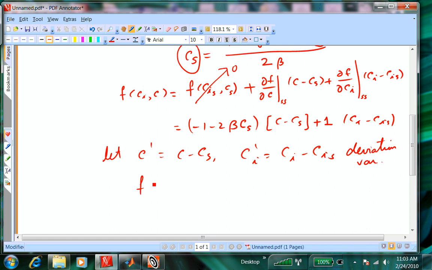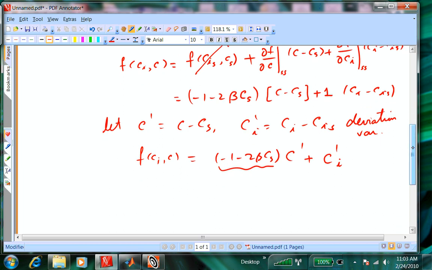So your function f of CI, C becomes minus 1 minus 2 beta CS multiplied by C prime plus CI prime. That's the Taylor series expansion. Keep the linear term. Evaluate the coefficients at the steady state. It is this term. The second term happens to be 1, so it doesn't depend on the steady state value.